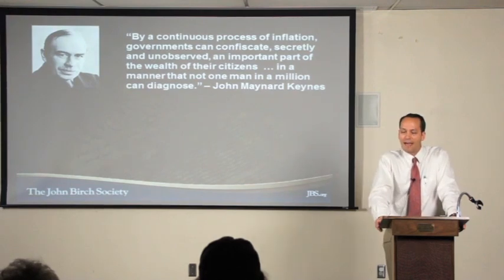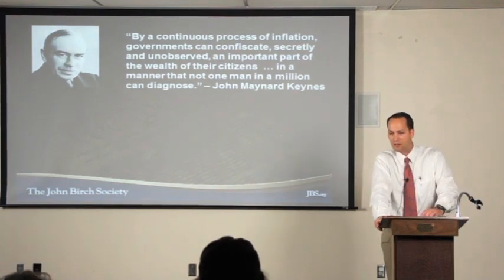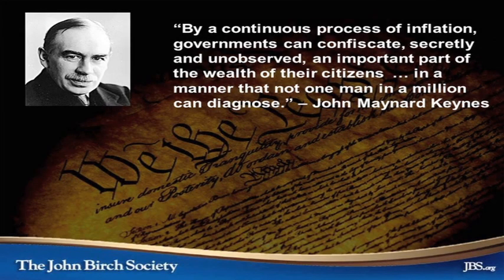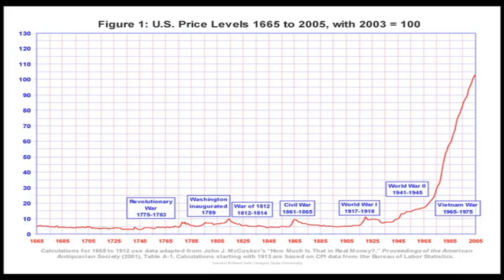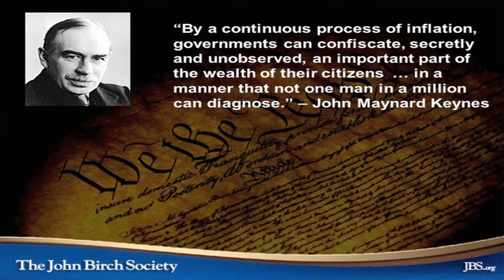In his book, Economic Consequences of the Peace, published in 1920, he gives us this very startling admittance. He says, by a continuous process of inflation. Continuous process of inflation, is that what we're looking at right here? Okay, this is what he's talking about. By a continuous process of inflation, a la the Federal Reserve, governments can confiscate secretly and unobserved an important part of the wealth of their citizens in a manner that not one man in a million can diagnose. Think about what he's saying there.